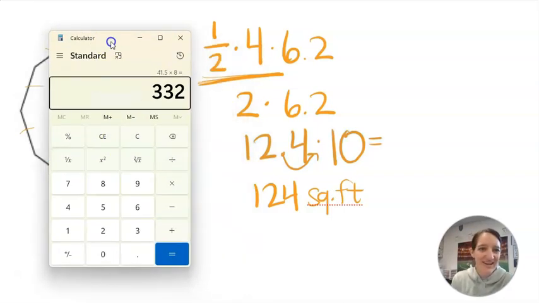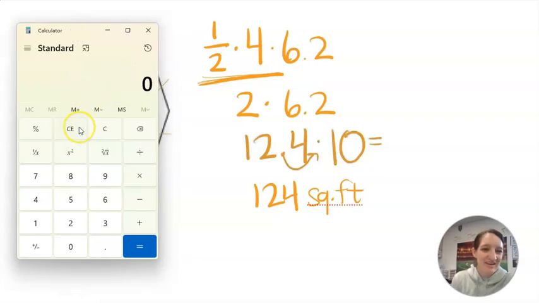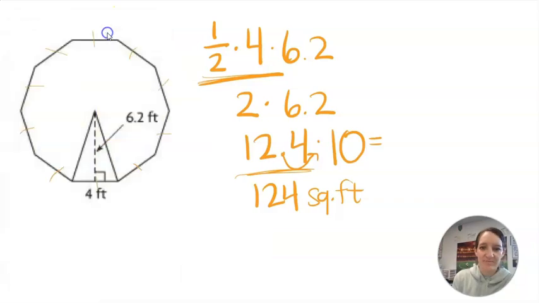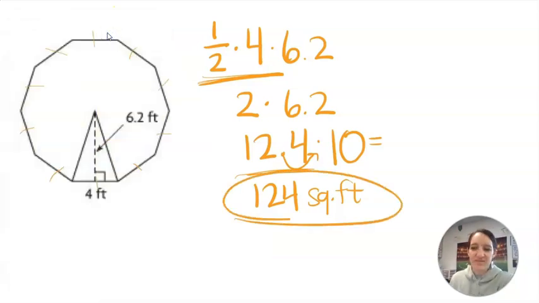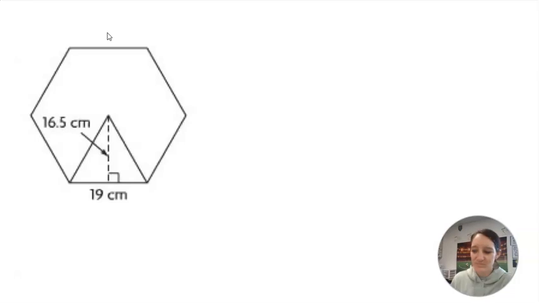So I'm also going to come over here and do that on a calculator. So 0.5 times 4 times 6.2 equals 12.4, which is what I had here. Okay, and then it's 10 sides. So I'm going to times it by 10. And I get 124. Okay, that makes me feel a lot better. So 124 square feet.